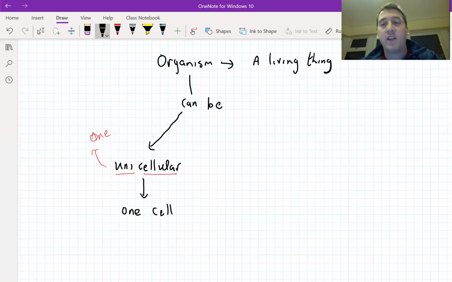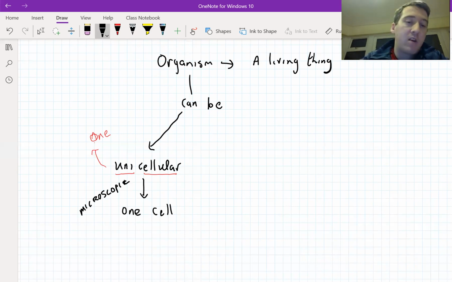Now, because the whole organism is just one cell, these tend to be what we call microscopic organisms. We saw in the previous chapter, a microscope is for seeing things, making things look bigger. So what would microscopic mean in terms of one-celled organisms? Well, microscopic just means it's so small that you need a microscope to see them. So most things that are made of one cell are microscopic.